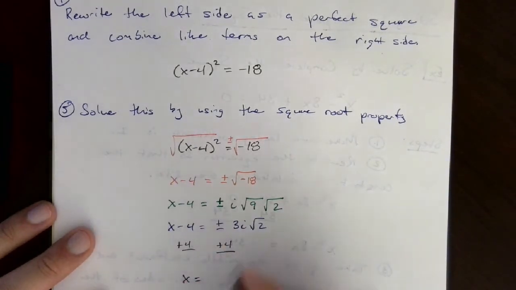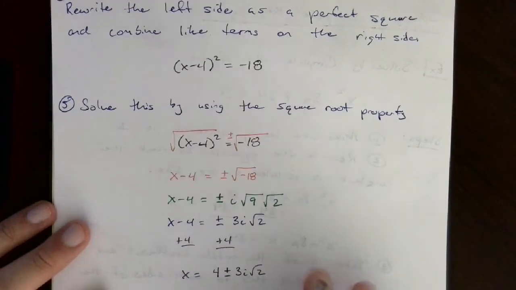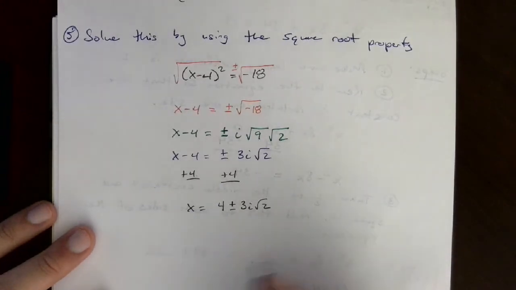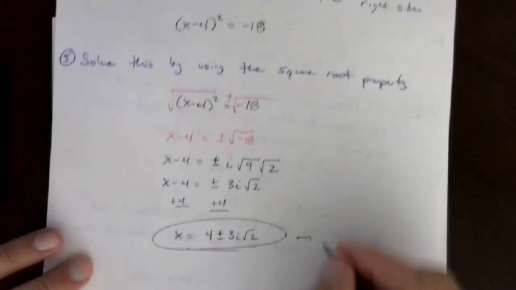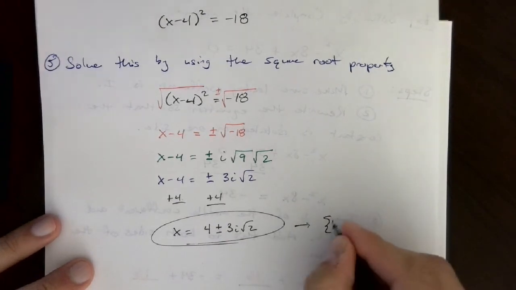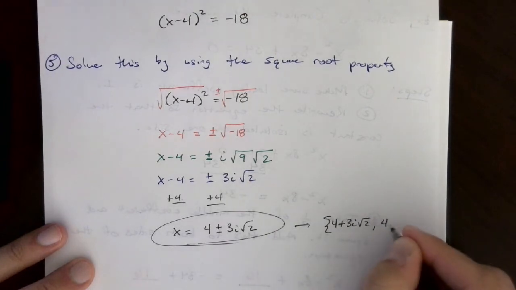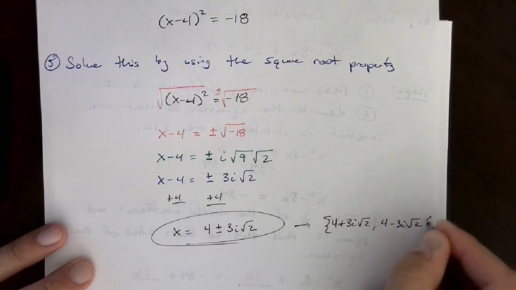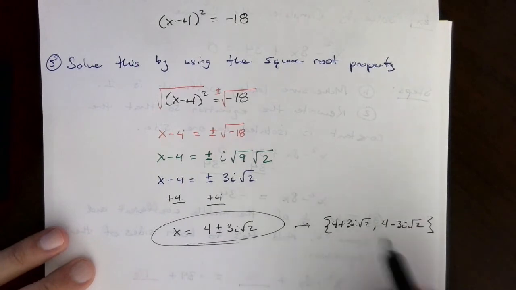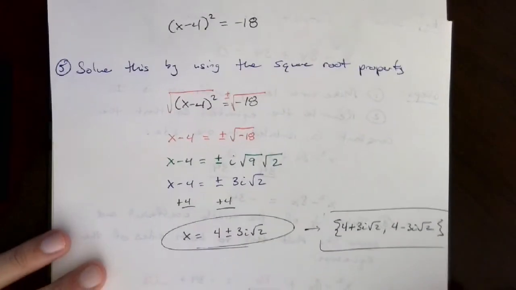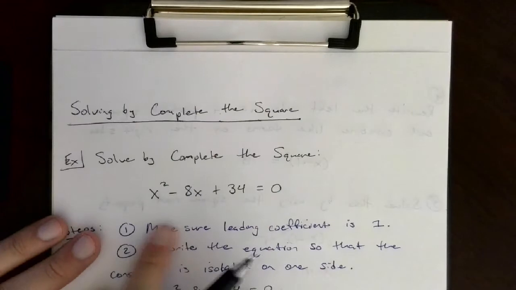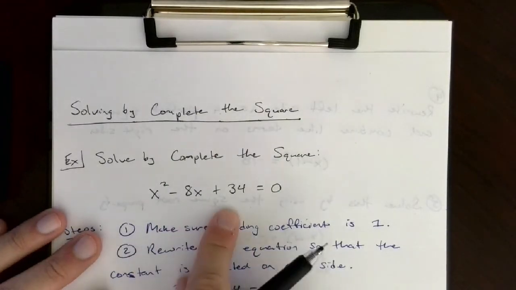So we get x equals, now remember how this works, it's a positive 4, so it's just 4 plus or minus 3i radical 2. These aren't like terms, they're not like radicals, so you can't combine them together. But make sure you understand you have 2 answers here. If I was to write it as a set, it's 4 plus 3i root 2 and 4 minus 3i root 2. So these are your answers right here. Two solutions, and these are the x values that would make the original equation true.